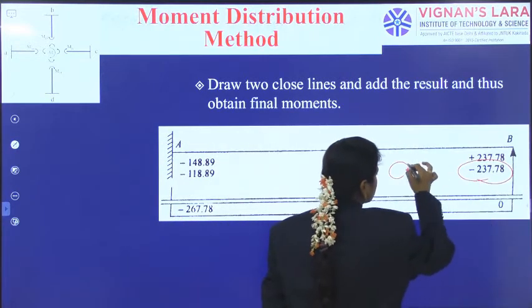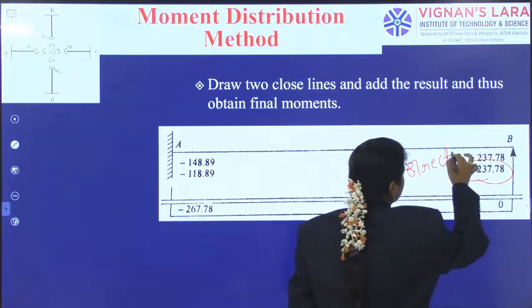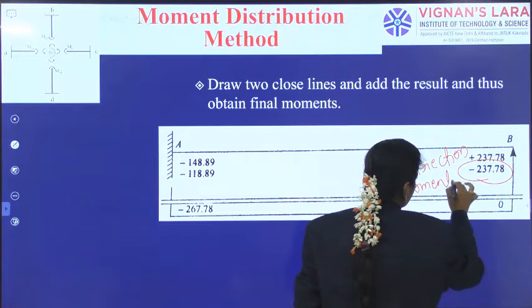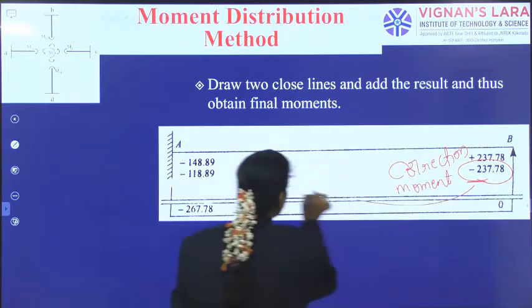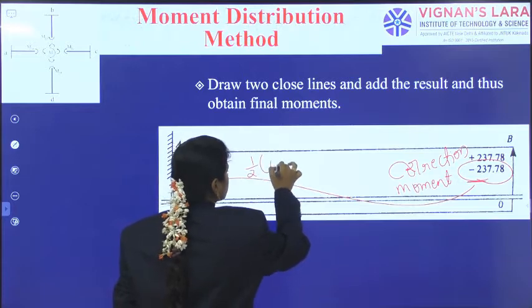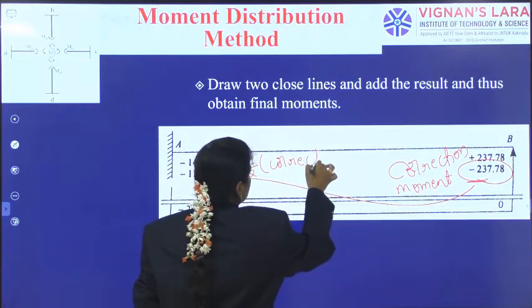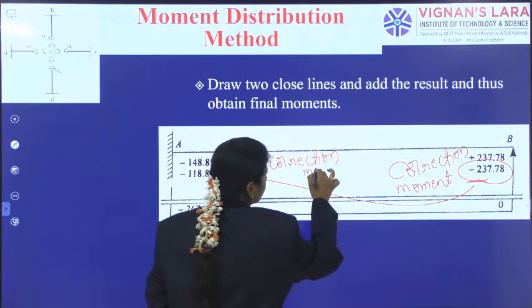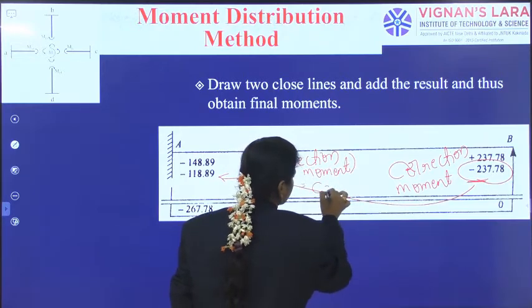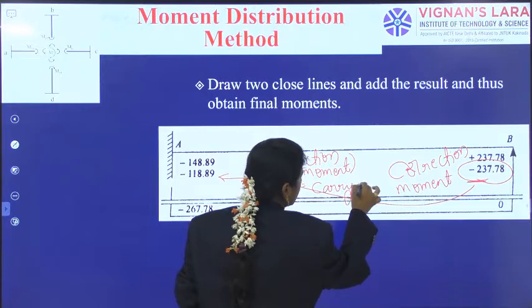So this value is the correction moment, and due to this correction moment, this is half of the correction moment, which is equal to the carry over moment.